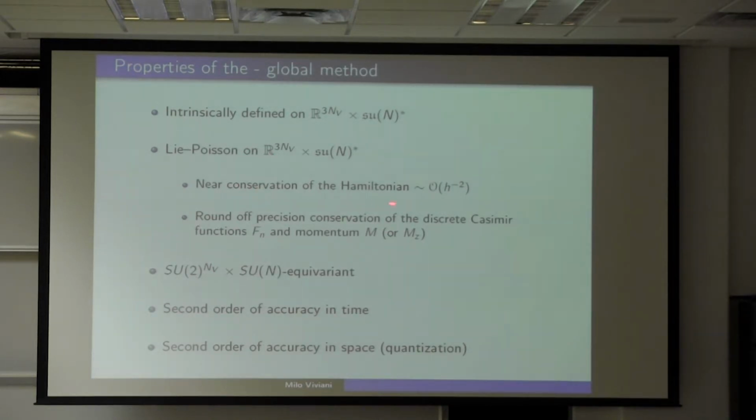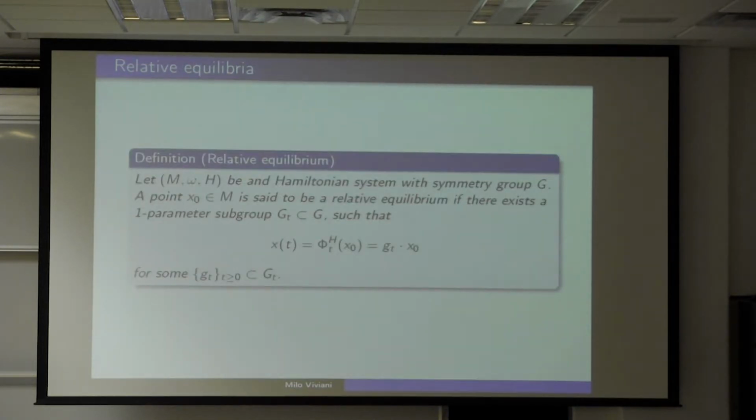So we have near conservation of the Hamiltonian, which is of order h^2, where h is the time step. And round-off precision of the conservation of the discrete Casimirs. Okay? And the method is SU(N)-equivariant, so it has nice equivariant properties. It's second order accurate in time, second order accurate in space. This is due to the quantization deformation of the brackets.